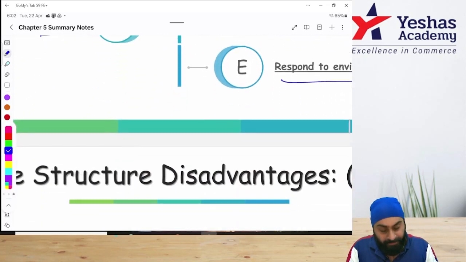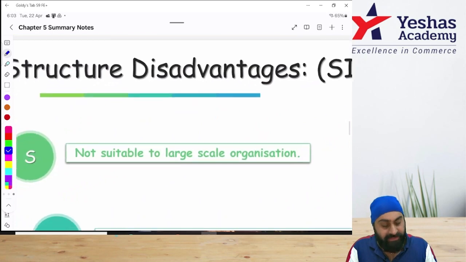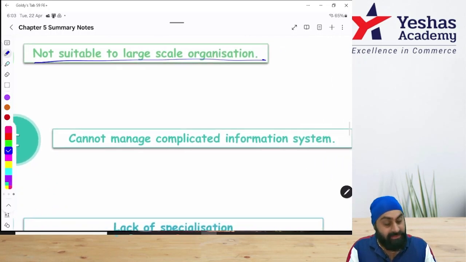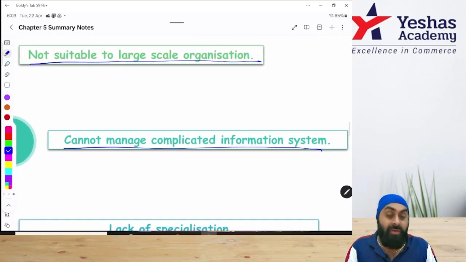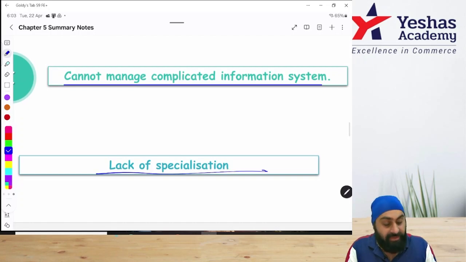Next, disadvantages. Let's talk about disadvantages. Since there is a single person, it is not suitable for a large organization. You cannot manage a large organization. You cannot manage a complicated information system. Again, single person, lack of specialization, because there is no division of work.